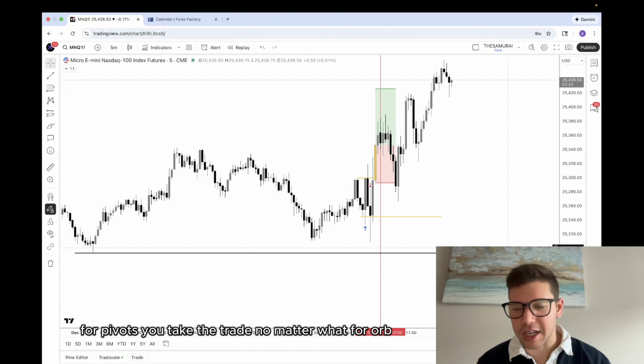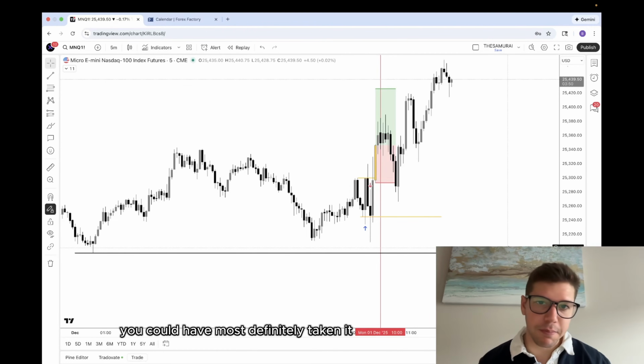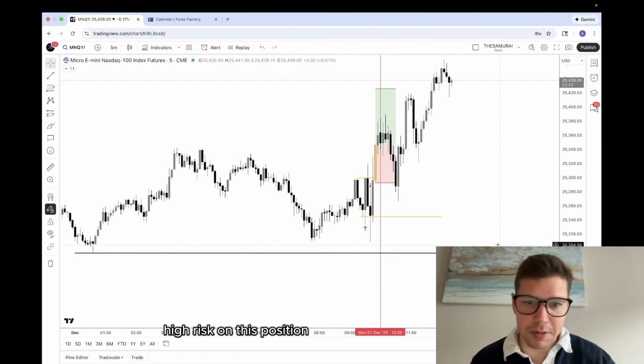For pivots, you take the trade no matter what. For ORB, you could have most definitely taken it, but if you were to have taken it like me, you should have applied really low risk. There's no reason why you would apply high risk on this position.